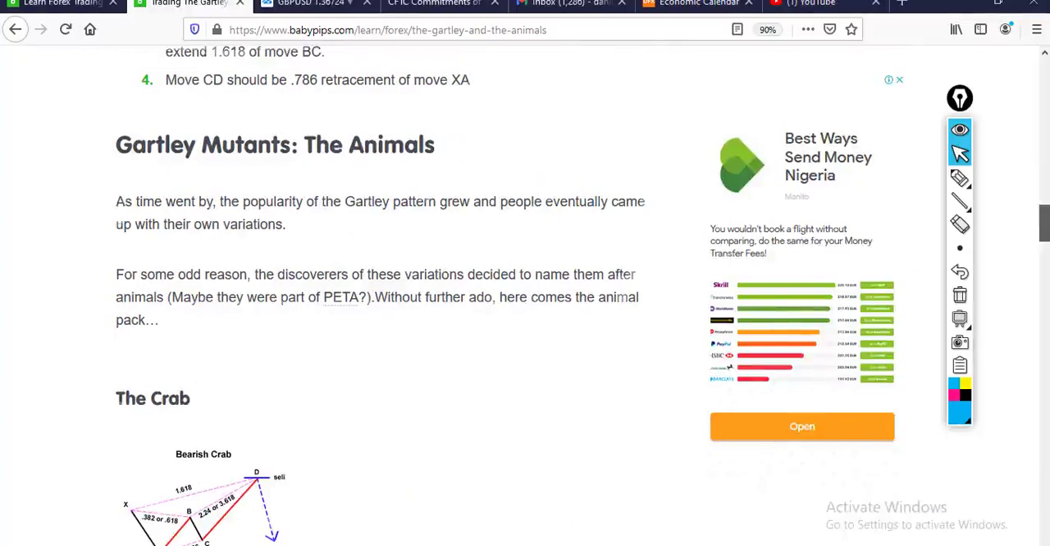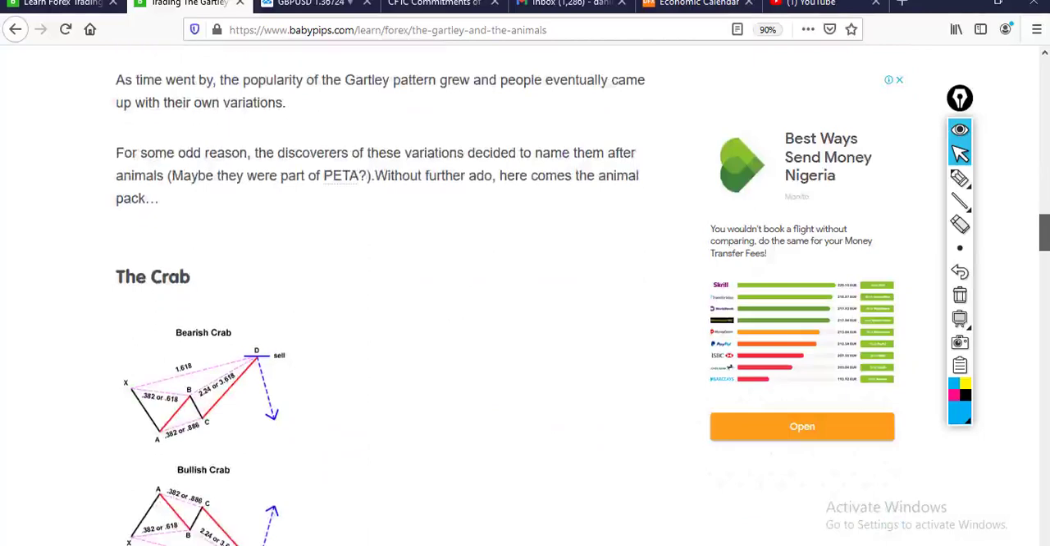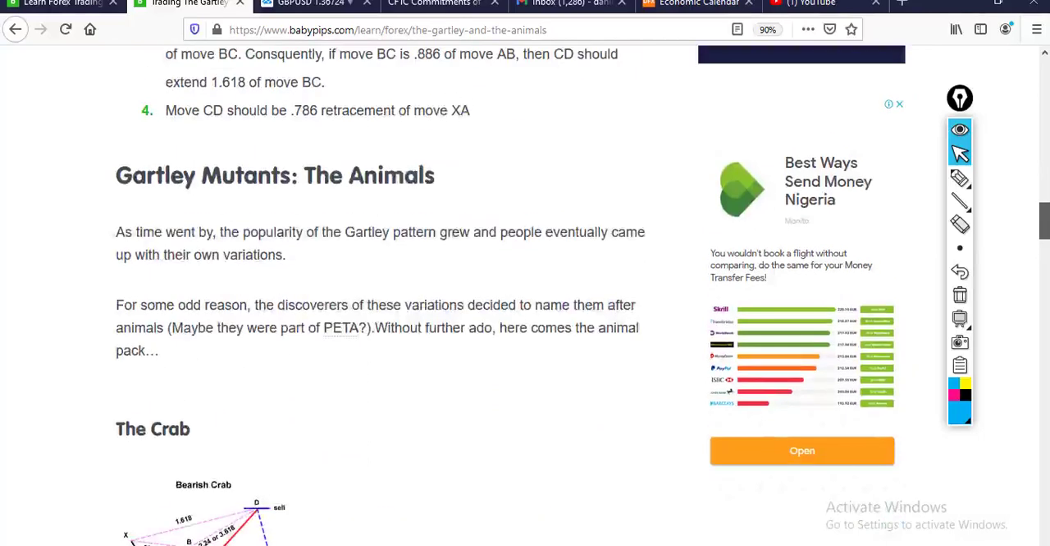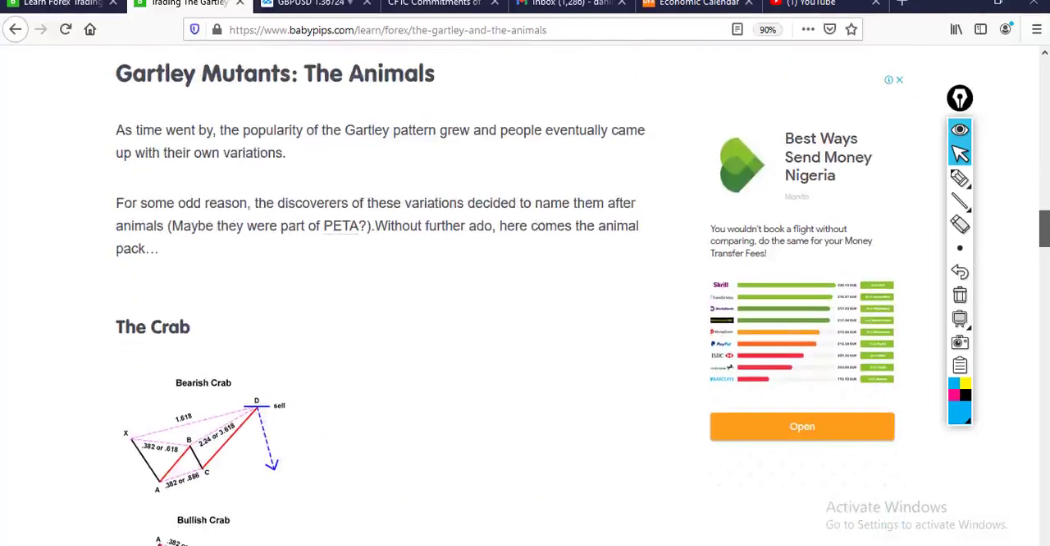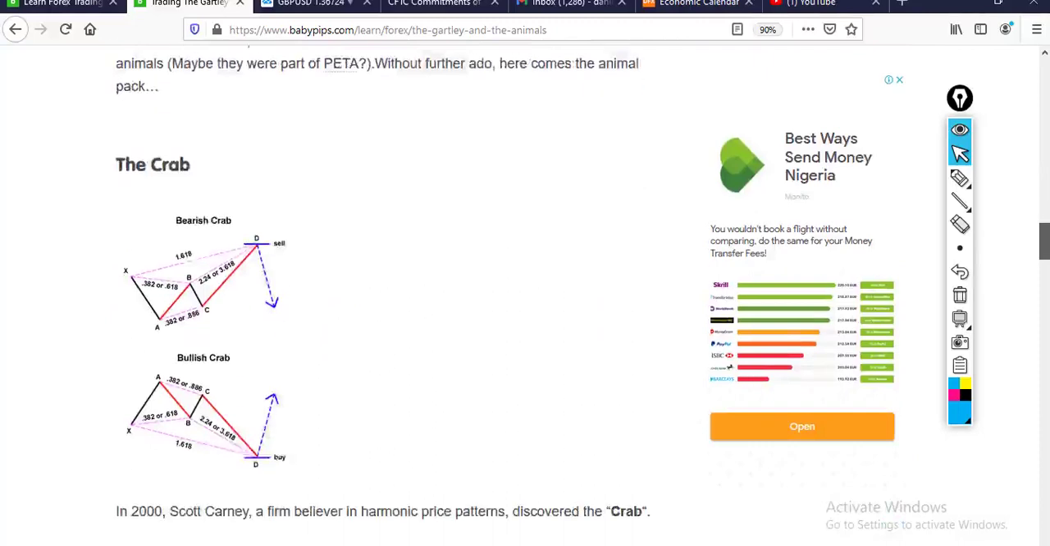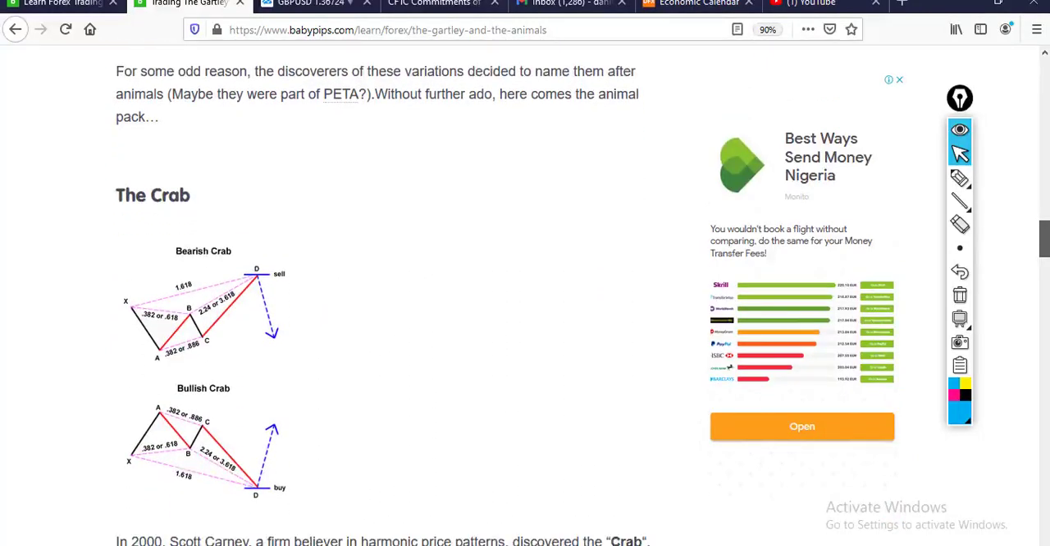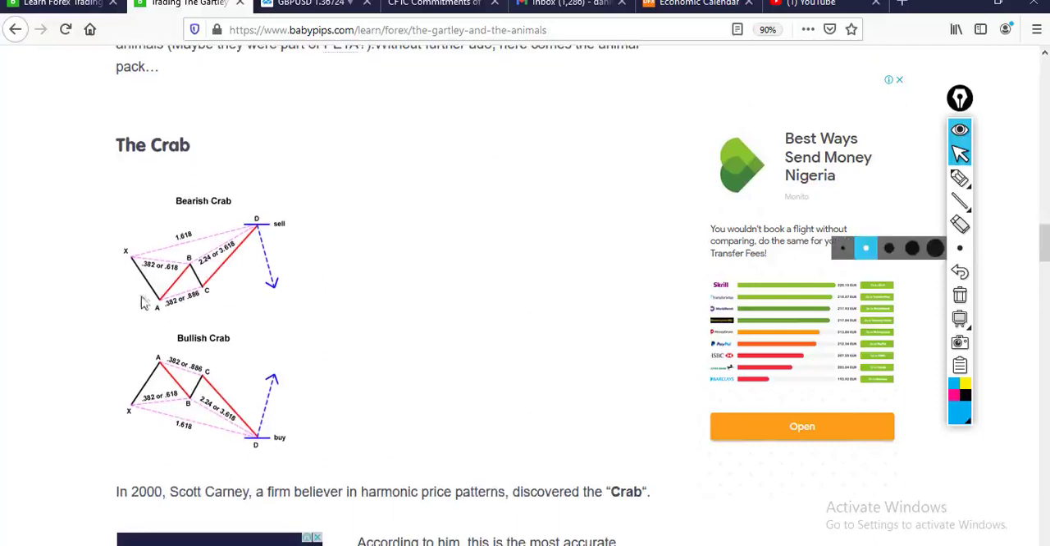After Gartley came up with his ABCD pattern, many people developed more on Gartley's theory of the harmonic price patterns, and people came up with different names. Maybe they belong to better, I don't know, the crab. And now here is the crab pattern. Here this is the XABCD, and this is the point to sell. This is for the bearish pattern. This is the bullish pattern, XABCD, and then this is the point to buy.